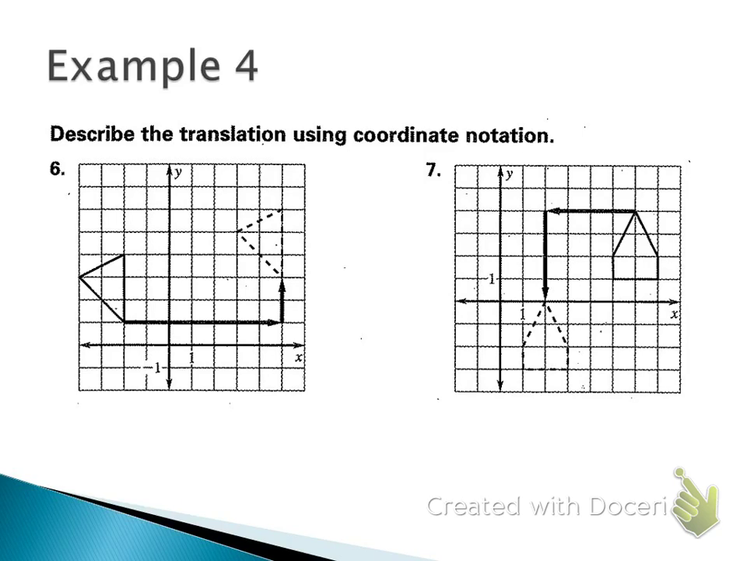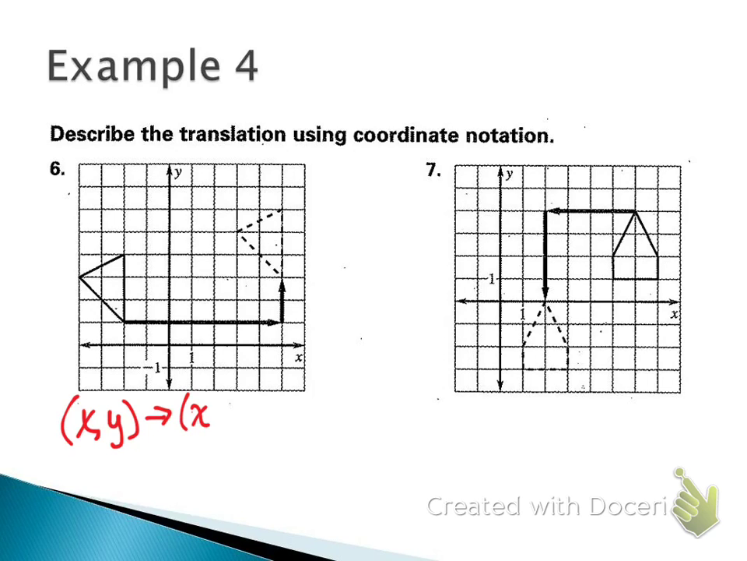On example 4, we are describing the translation using coordinate notation. We are going to use the arrows that they gave us, so we are going to say that the solid triangle here is our pre-image, and we are ending up at the dotted line triangle. That'll be considered our image. Anytime we use coordinate notation, it always starts off the same. X comma y with an arrow. Anytime you see coordinate notation, that's how it will begin.